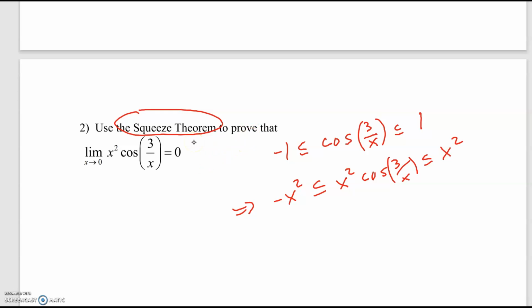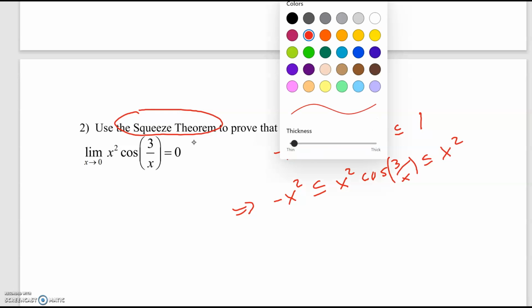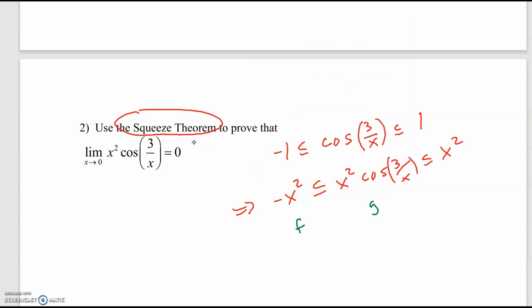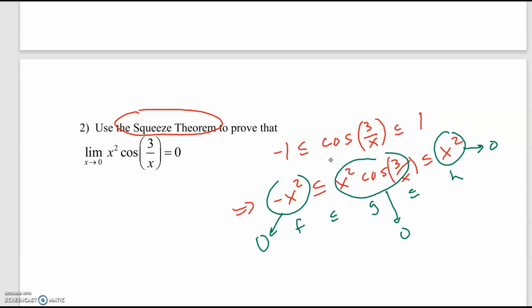I forget what letters they use in the book when they show the squeeze theorem, but so like this is the f, the g, and the h. If you have a function g that's in between the other two functions, f goes to 0, h goes to 0, so g must go to 0. So this approaches 0 as x goes to 0. That's just direct substitution. x squared goes to 0. So by squeeze theorem, this middle must also go to 0. Okay, that's how you do number 2.